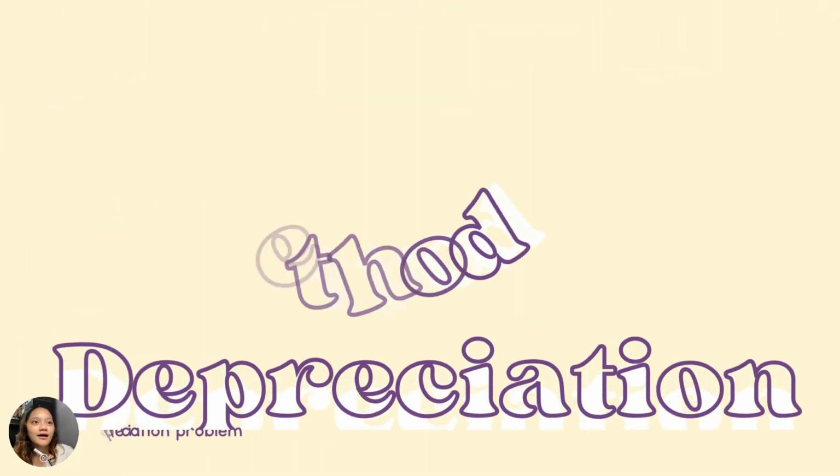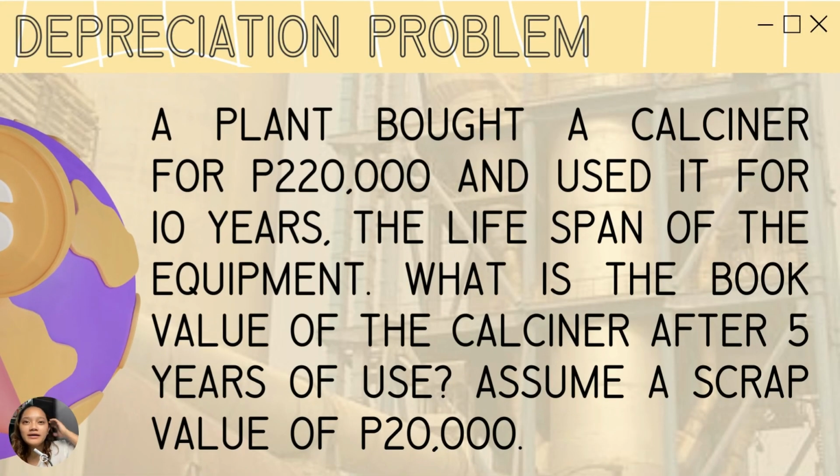So, our problem is: a plant bought a calciner for 220,000 pesos and used it for 10 years, the lifespan of the equipment. What is the book value of the calciner after 5 years of use? Assume a scrap value of 20,000 pesos.